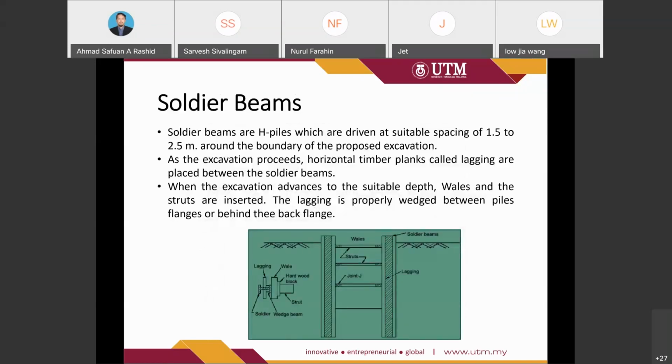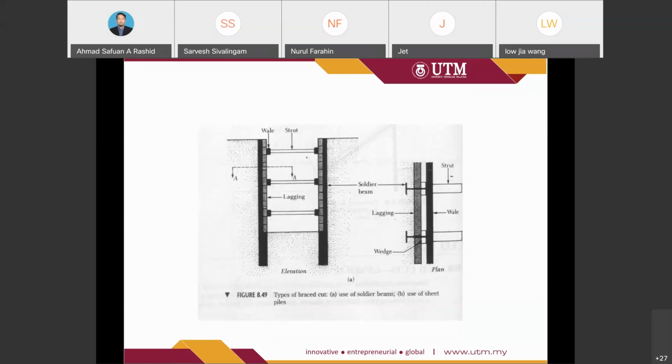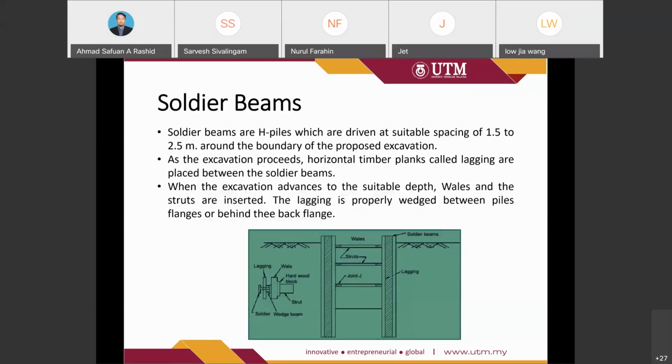This is another method, soldier beams, by using H piles. Previously they were using sheet piles, so this is the H pile. It is almost the same as the sheet pile.